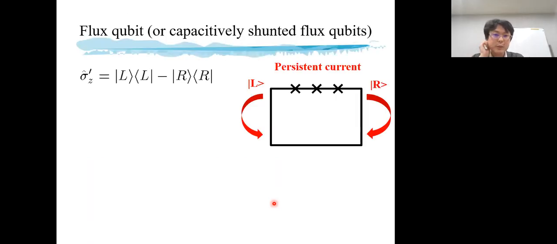So let me explain the physical mechanism of the capacitively shunted flux qubits. Suppose that there is a superconducting loop like this one, and this is a Josephson junction, and we have a persistent current state. If we have a persistent current in this direction, let me call this state the L state. If we have a persistent current in this direction, let me call this state the R state. In this case, we can define the Pauli matrix like this. So L is an excited state and R is a ground state.